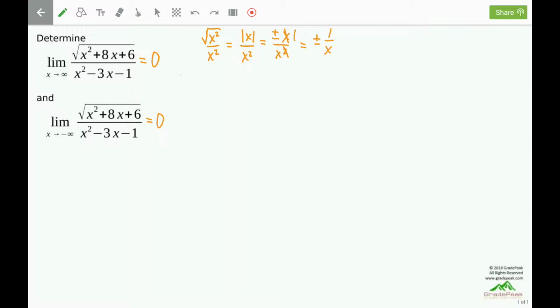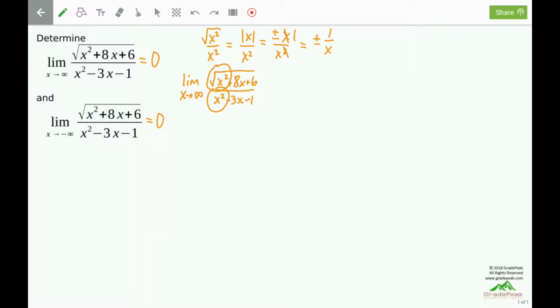Now to show that this is the case, starting with the limit as x approaches positive infinity of the square root of x squared plus 8x plus 6 divided by x squared minus 3x minus 1. The first thing to do is plug a positive infinity in for each of the x's. Only the highest power term in the numerator and denominator matter here.